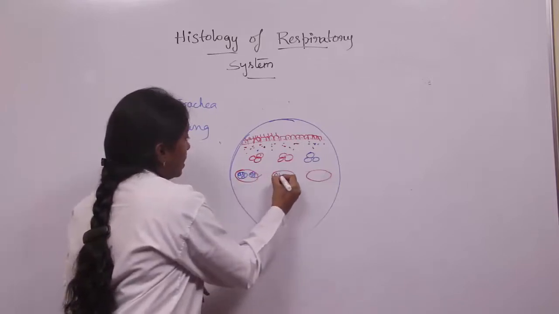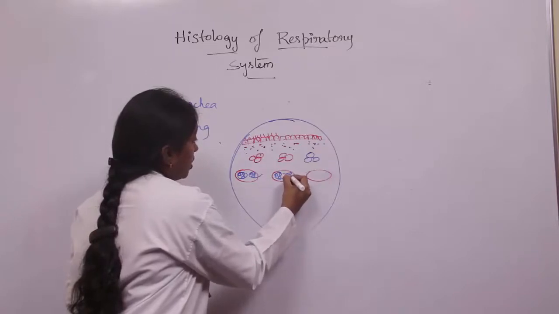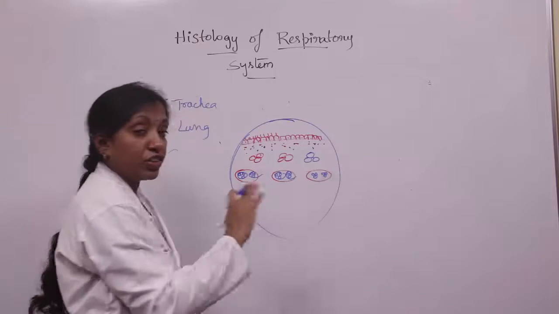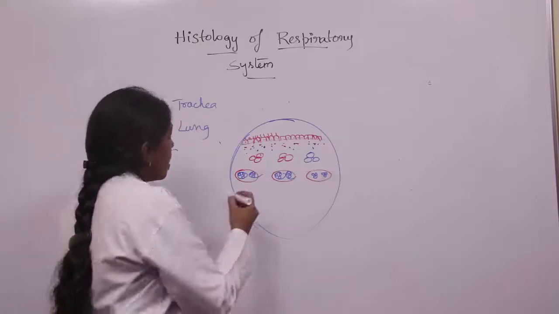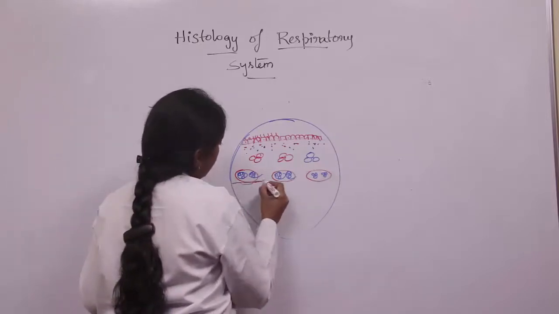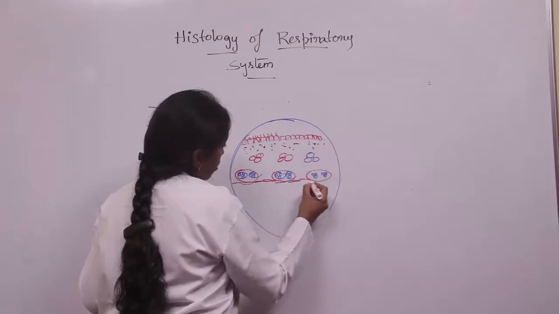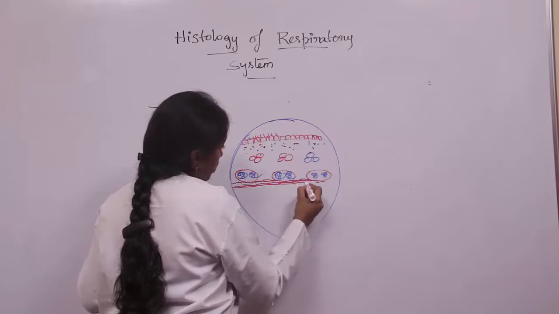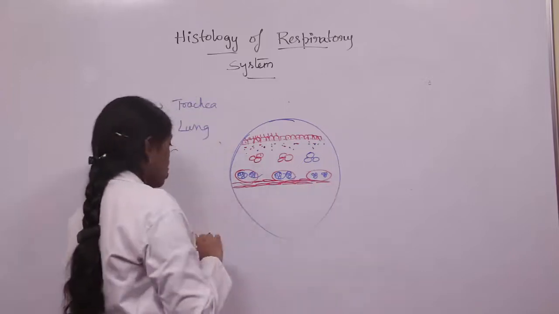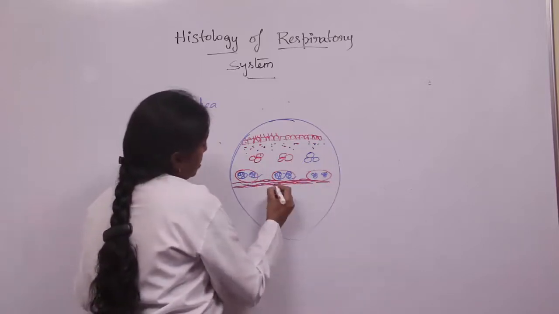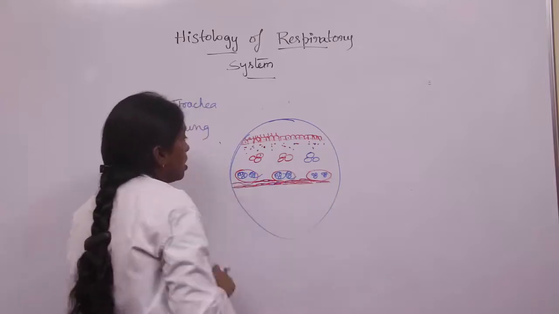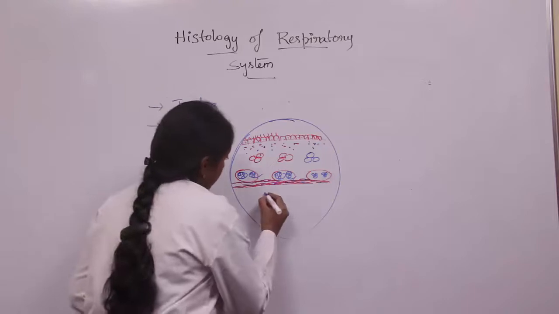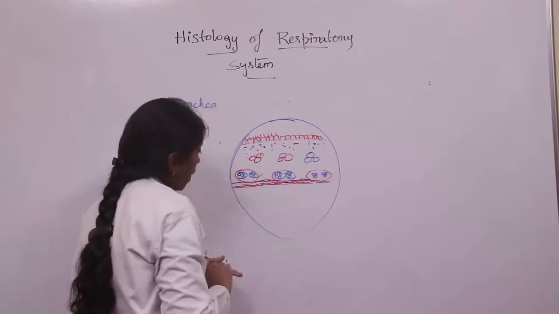So we can see the plates of hyaline cartilage here, not a continuous plate of hyaline cartilage, and we can see some smooth muscle fibers also here. The smooth muscle fibers are spindle shaped cells, right? Here the nucleus of smooth muscle is oval and elongated. So that is the structure of one bronchus, and we can see the structure of alveoli also.